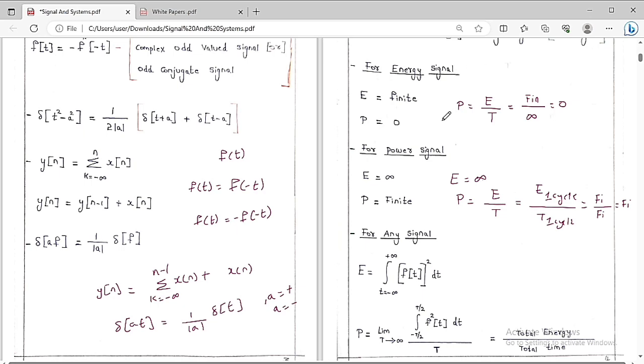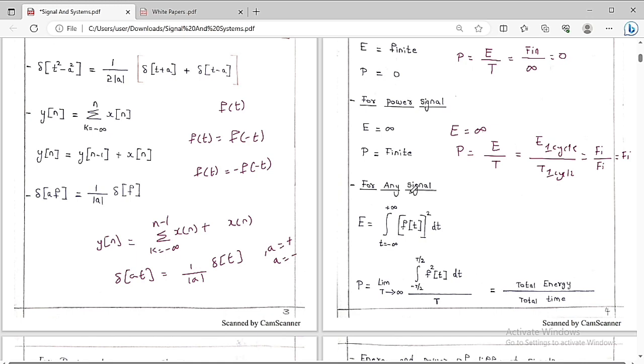Now let's go for the further analysis. For any signal, we can say, real signals only I am going to consider. Then what is the expression of energy? Energy is equal to the integration from t equals minus infinity to plus infinity of f squared of t dt. So this is the expression of the energy in the real valued signal f of t in the continuous time domain.